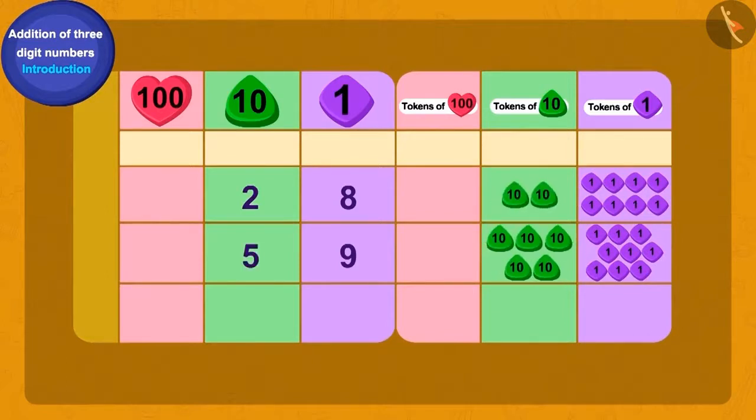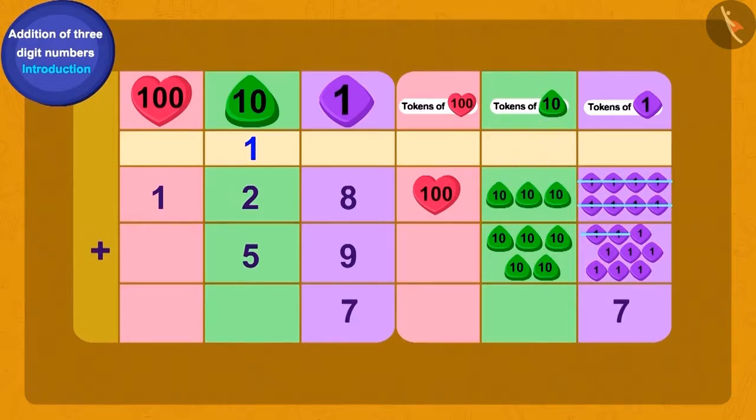First, we will write 128 and 59 using tokens. Is this correct, children? We have a total of 17 tokens of ones. Now, how do we write this? We can add 10 ones tokens and get 1 token of tens. How many ones tokens left? We have 7 ones tokens left. We will write this 1 tens token along with the rest of the tens tokens. We can show this by writing a 1 over 2.